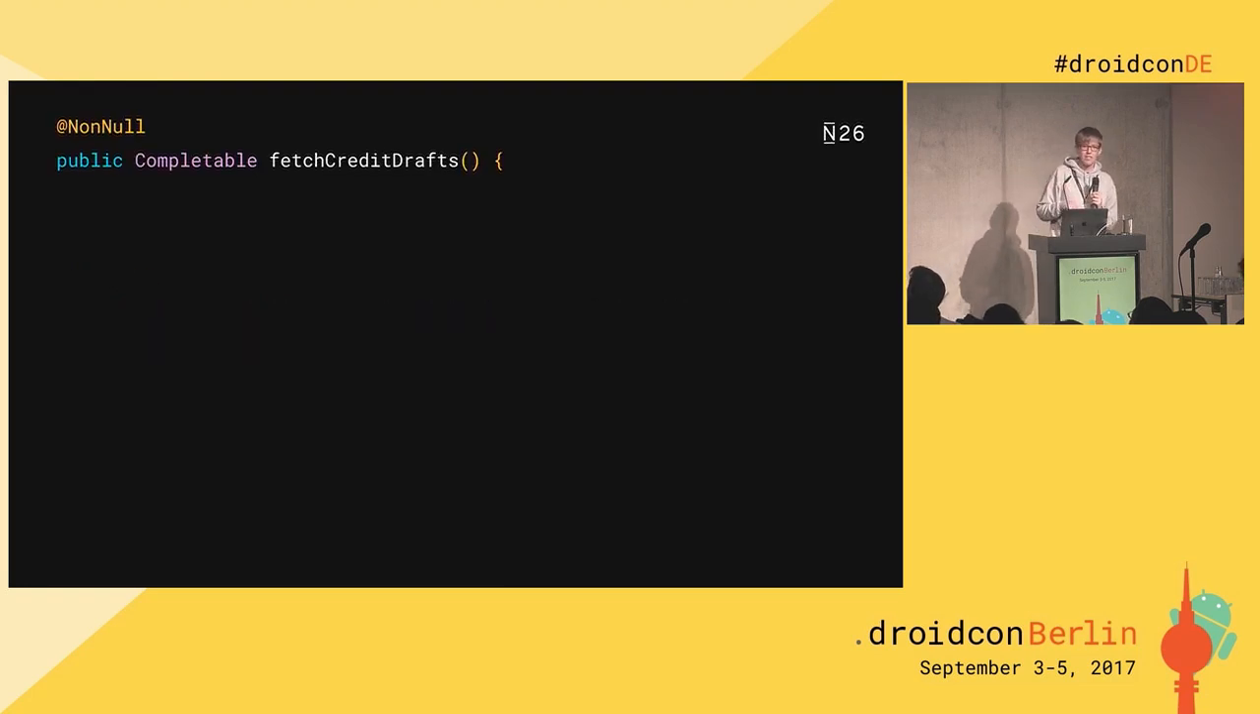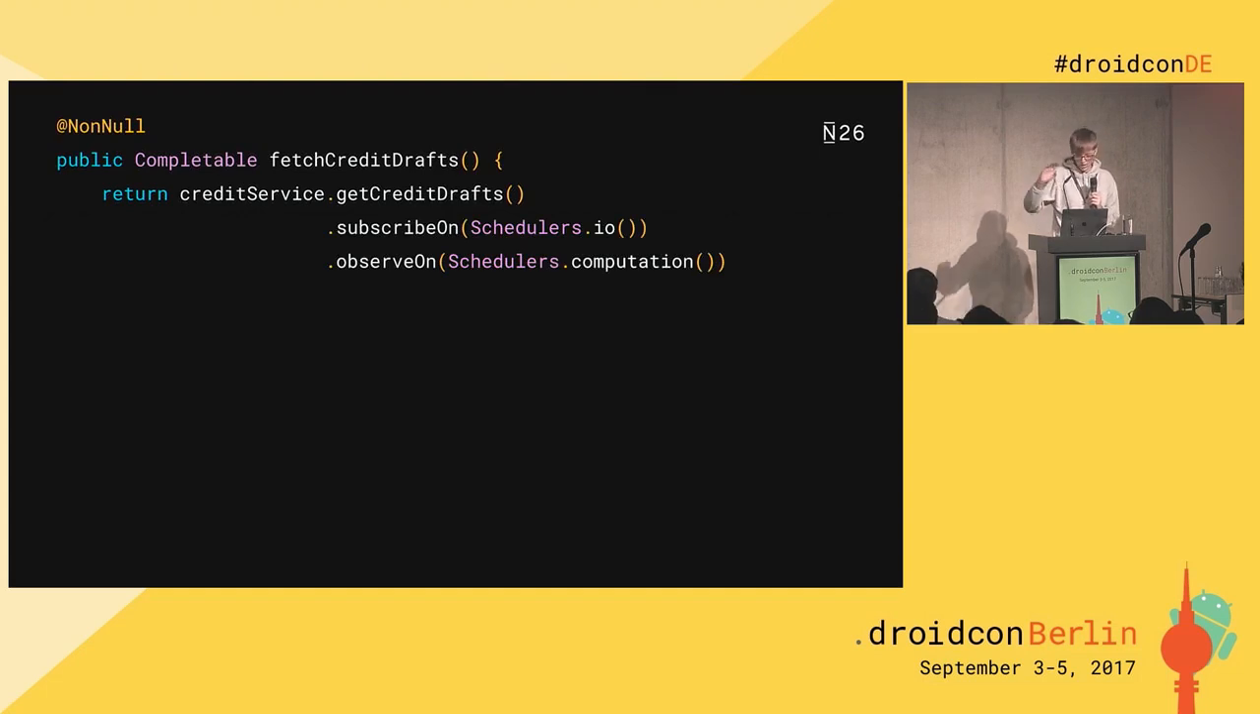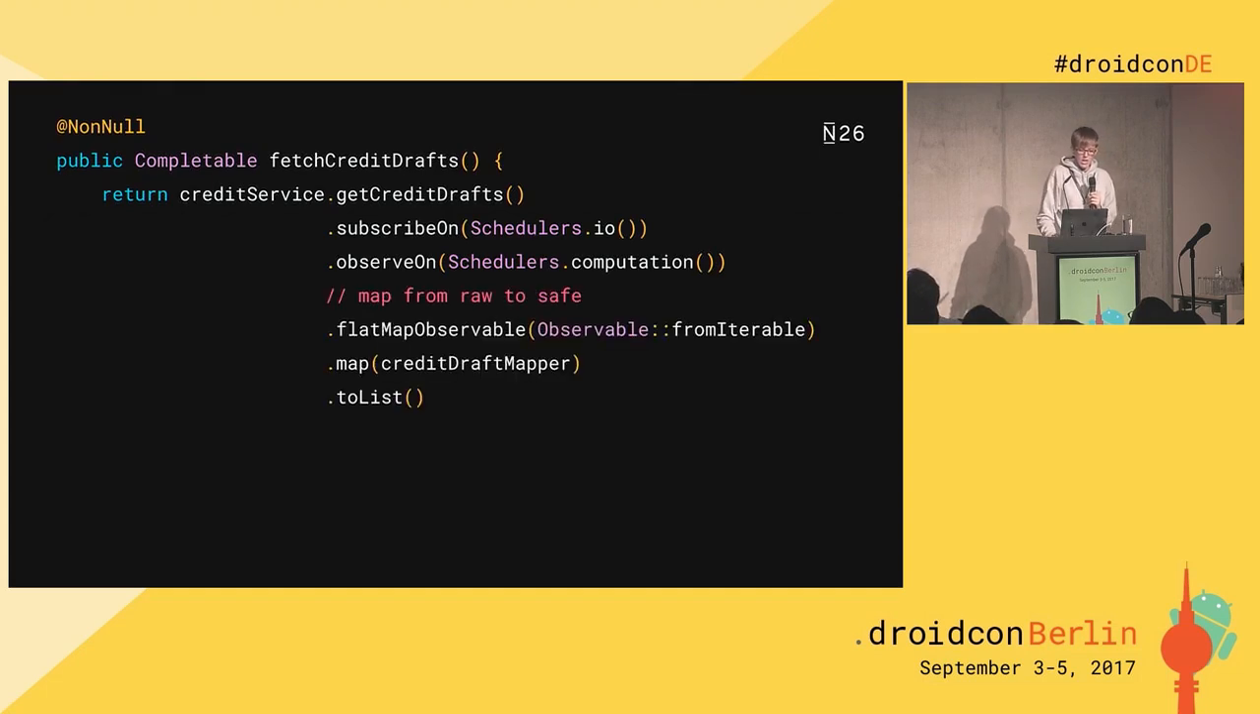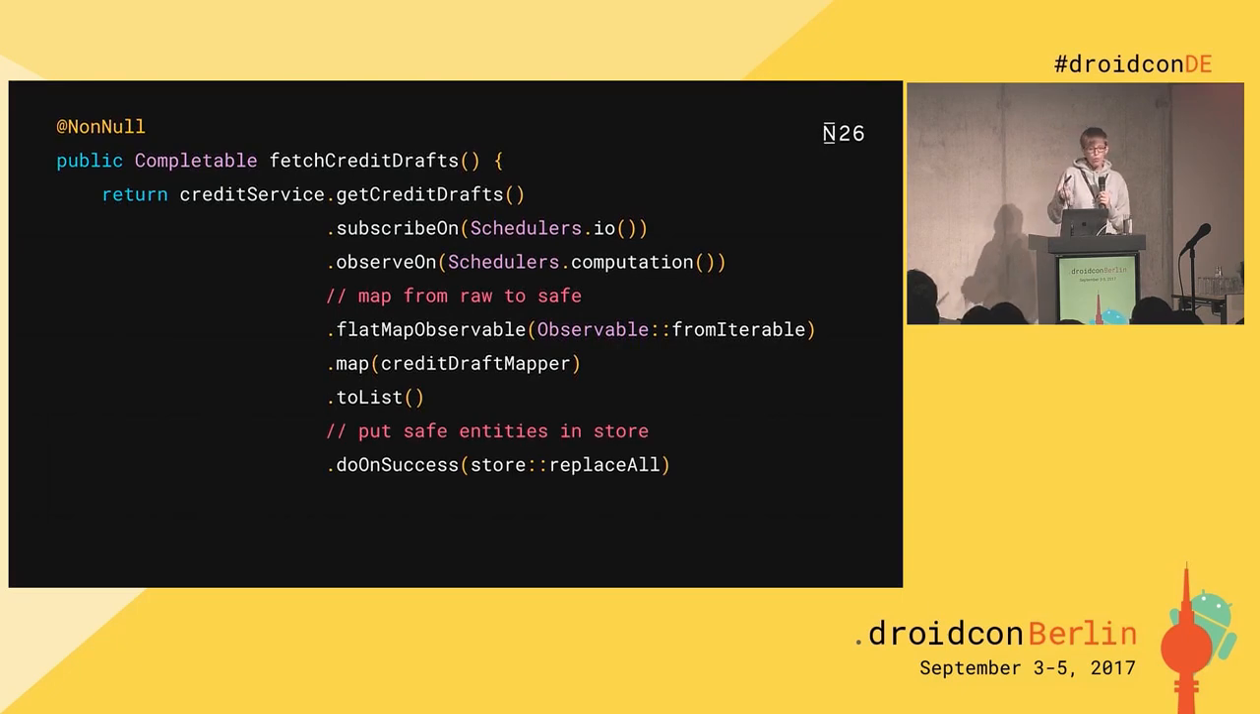But for the fetch, this is more interesting. So in the fetch action, everything is going to start in the credit service. So this is the retrofit service, the external source. We're going to fetch the credit drafts from the external source. We're going to control where everything is executed, of course. Then we're going to map from raw to safe each of these credit drafts that we get. And then we're going to put all of it in the store. And then we are going to put it to completable.